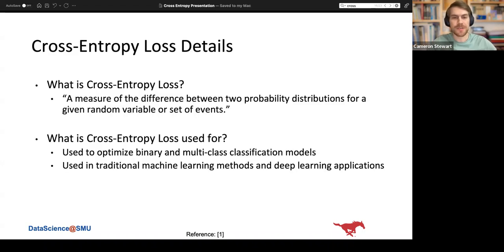Like, what even is it? So in the text, you'll see it says it is a measure of the difference between two probability distributions for a given random variable or set of events. What does this mean in the context of neural networks?